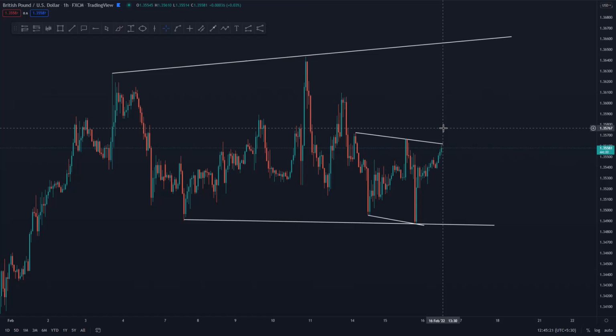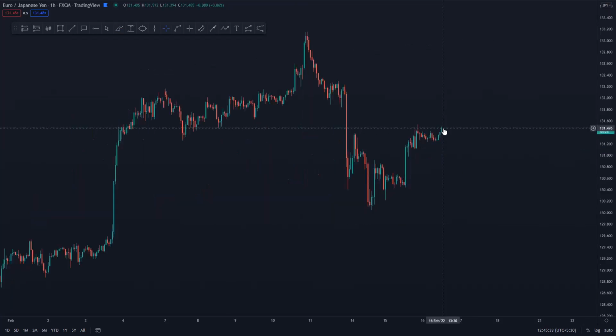GBPUSD is very, very clear on the basis of structure. The higher time frame structure is also very good, and the lower time frame structure is moving very clearly. So this is the first pair. Okay, let's move forward to another pair, which is EURJPY.